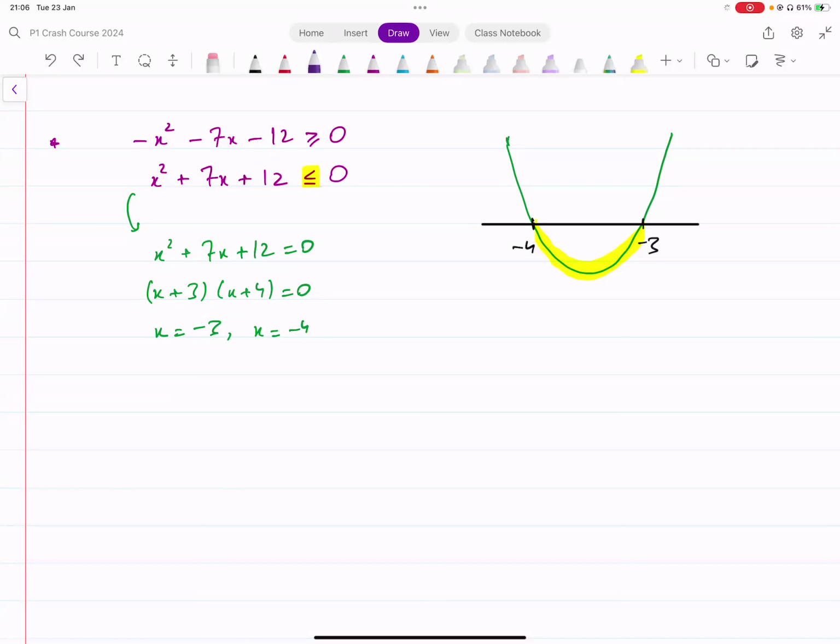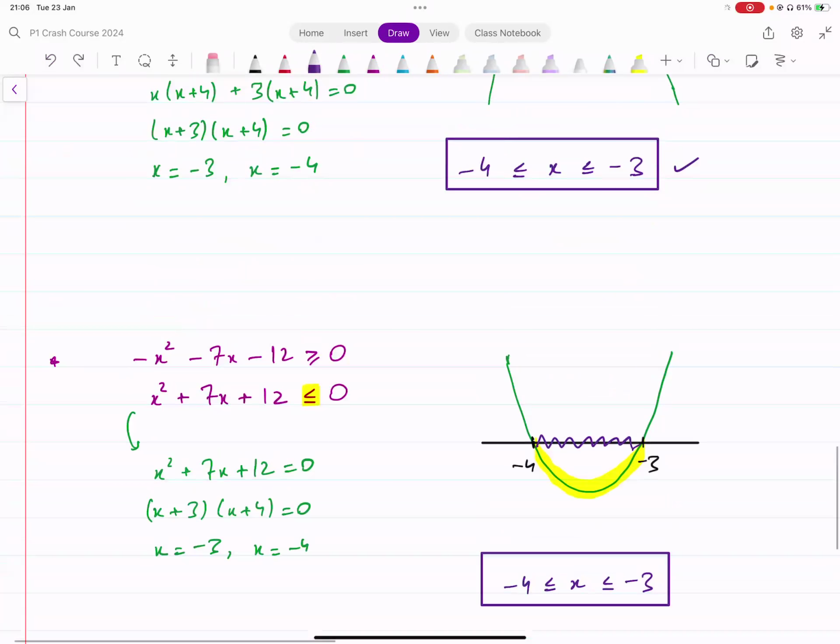What's the region that we get from this? You get the same region, same answer. The values that are between -4 and -3, the result turns out to be x between -4 and -3. And that's the result that we get from this as well. So we get the same answer at the end. You could approach it in either of these two ways.